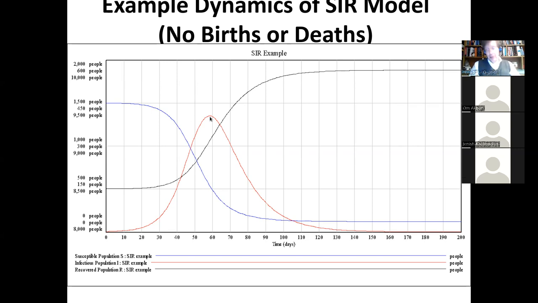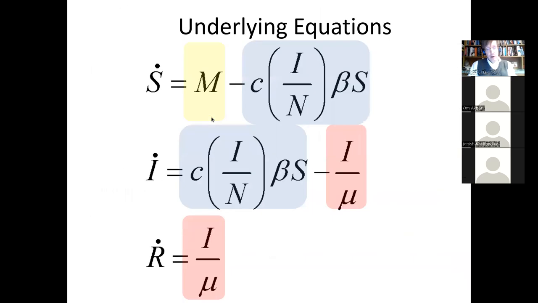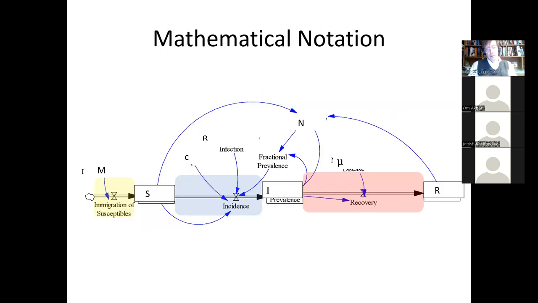What's also the case here? At a population level, what is the case? If infectives is not going up and it's not going down, we looked at that diagram before, I can go back to it.